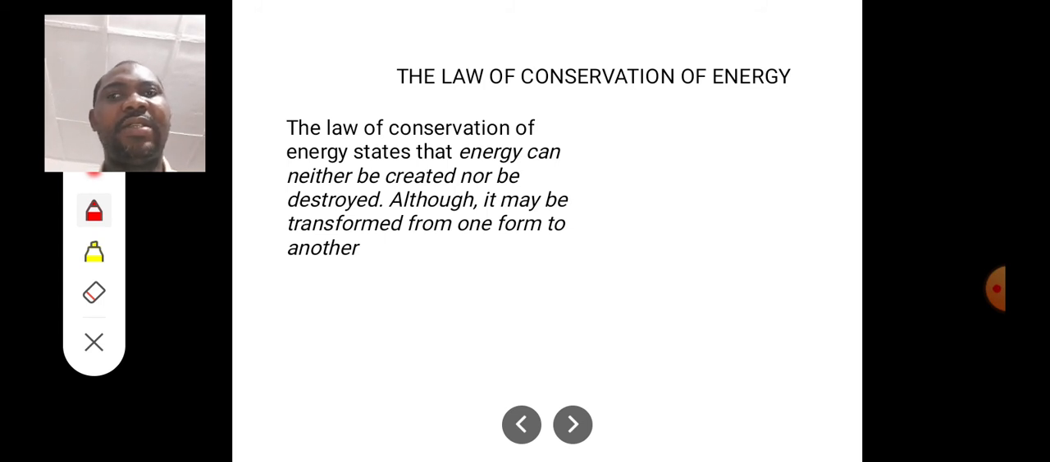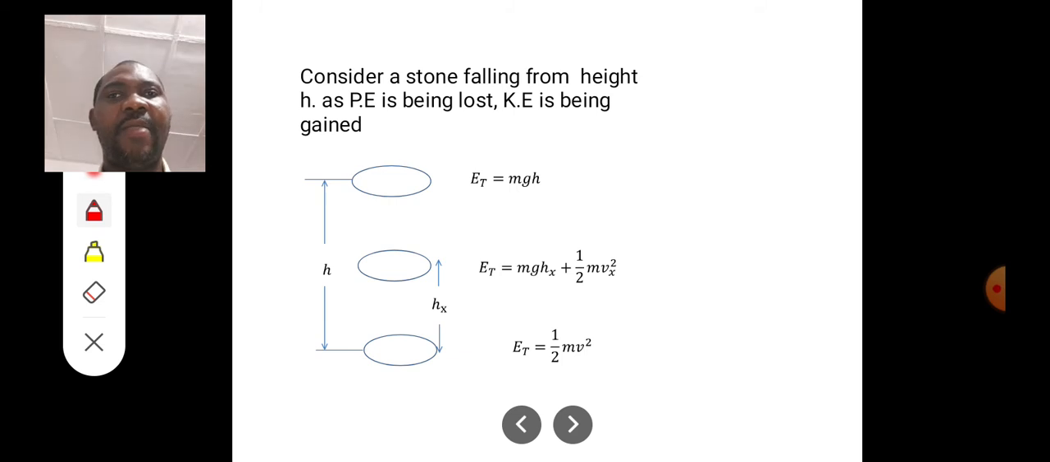Now let's look at the law of conservation of energy. It states that energy can neither be created nor destroyed, although it may be transformed from one form to what? Another. Here, let's consider a stone falling from a height. As potential energy is being lost, kinetic energy is being gained. Look at this stone at this height. When the stone is falling down, it is losing potential energy because it's reducing in height. But because it is moving, the potential energy is gradually being converted to kinetic energy.